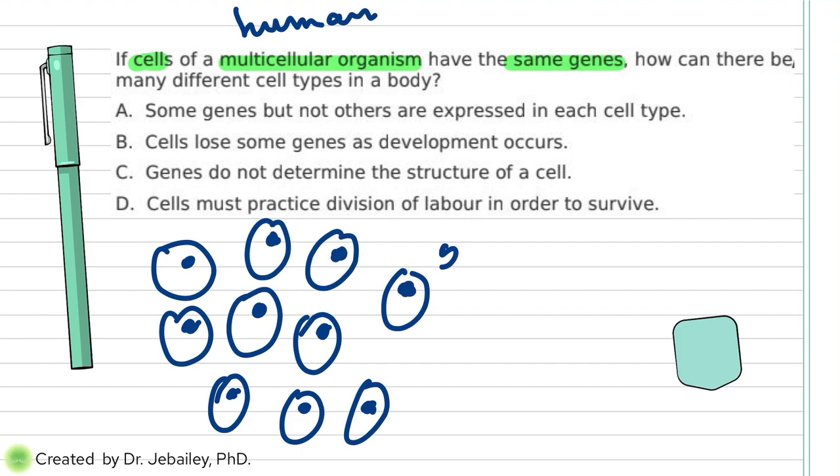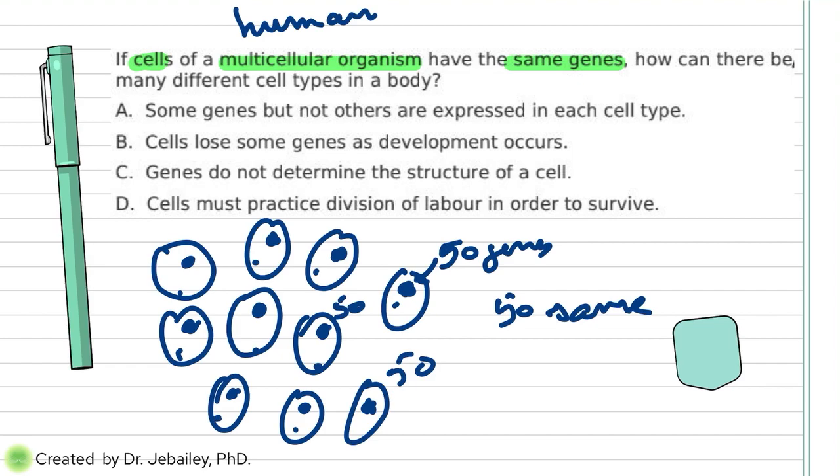So let's say there's 50 genes on this one. There'll be 50 on this, there will be 50. And all of these 50 are exactly the same. So it's 50 identical genes, and all of these 50 genes are found in every single one of these cells. Now, because all of these guys have the same genes, the question here says, how can there be many different cell types?